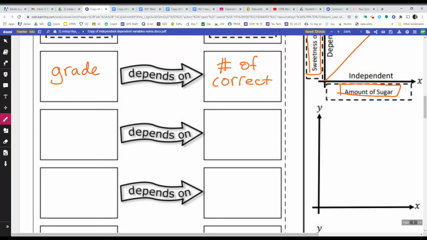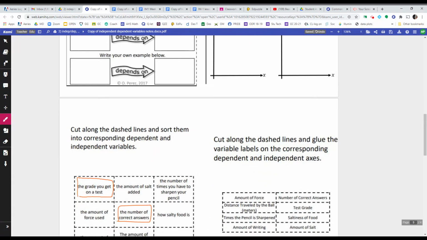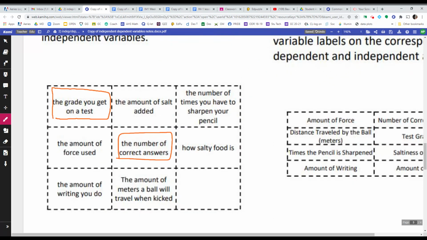Then we graph it. Let's see, this is going to be your x. This is your y. So grade, this will be on your assignment. Grade, number correct, with the C in there, number correct. We'll do one more of these, and we'll be done. Let's see if we can find another pair that works.